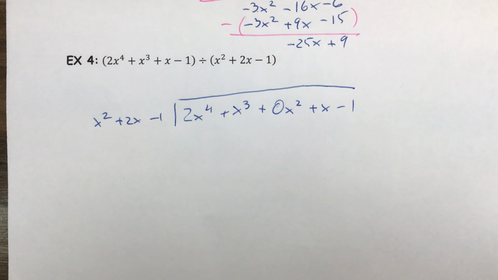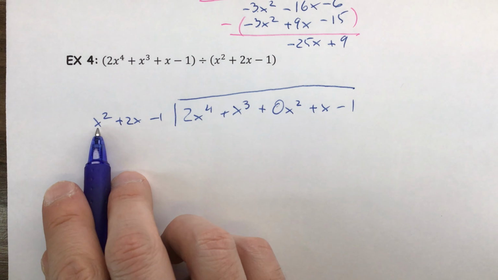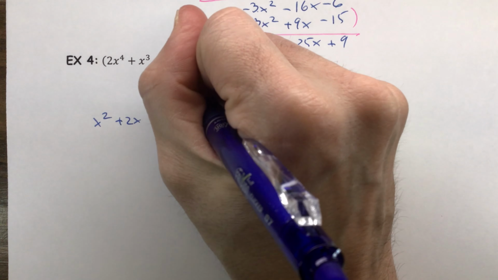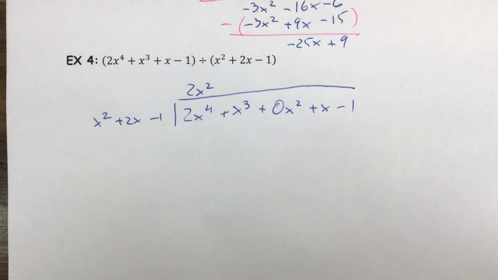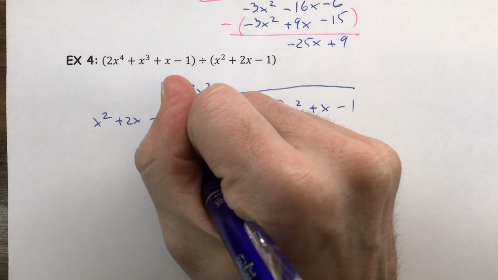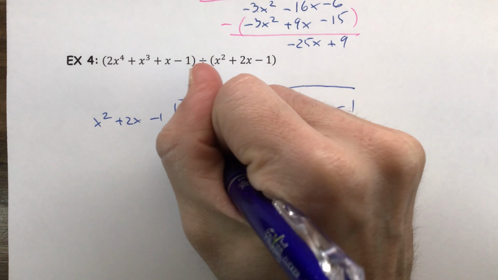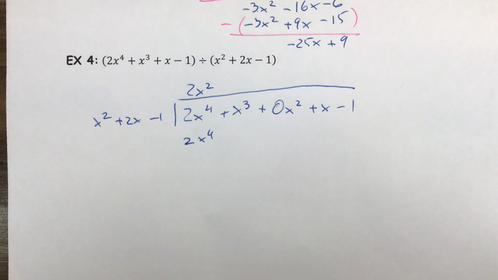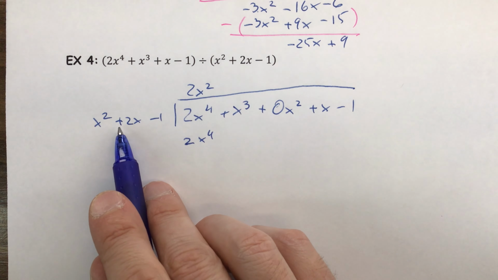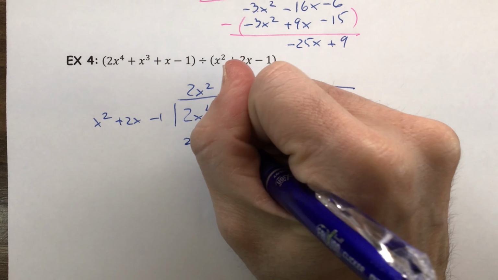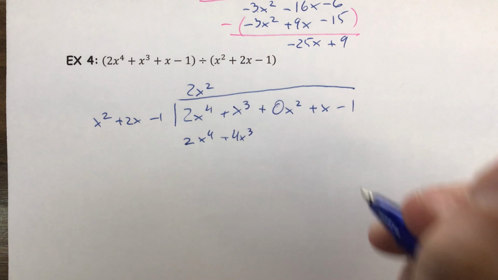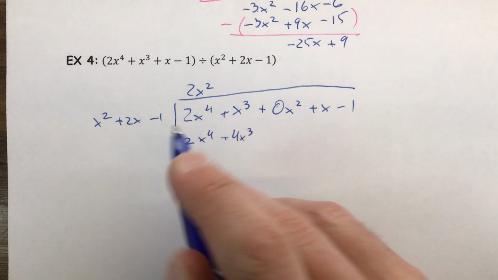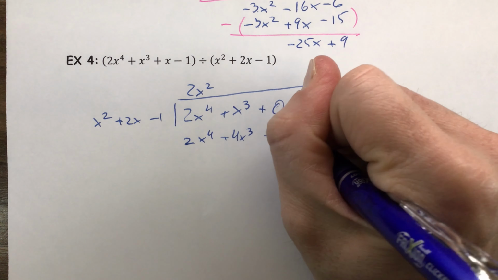And we go through the process. What do we multiply x squared by to get 2x to the 4th? That would be 2x squared. So we multiply. And we get 2x to the 4th. 2x squared times positive 2x is going to give us 4x cubed. We'll also multiply here. We get negative 2x squared.